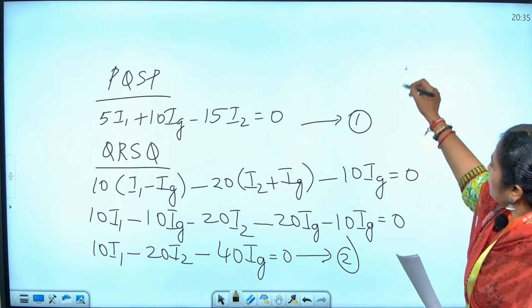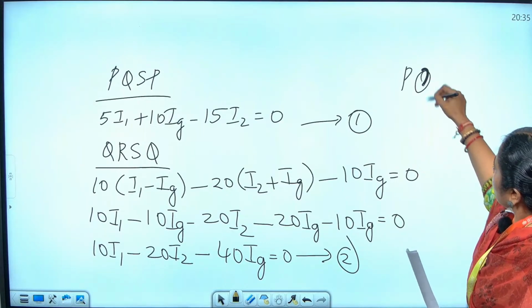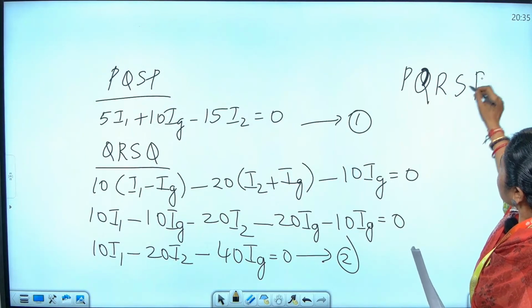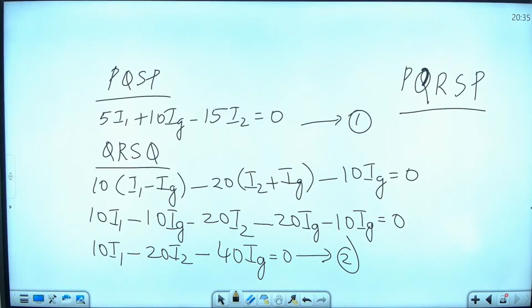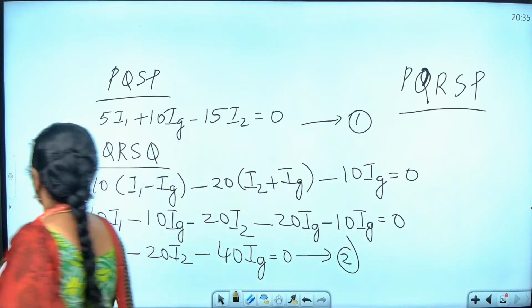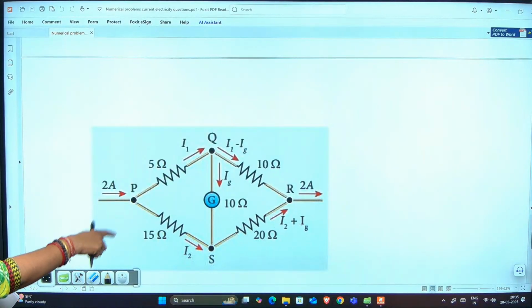Then try PQRSP. Try to form the equation for PQRSP.